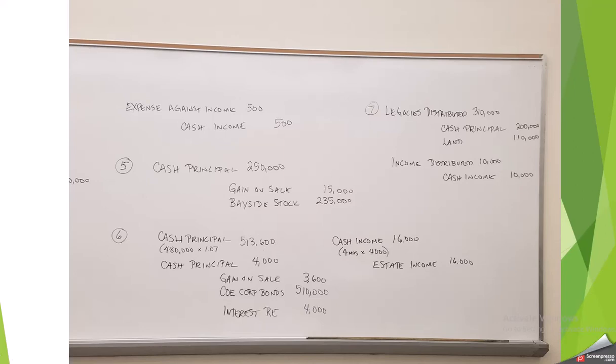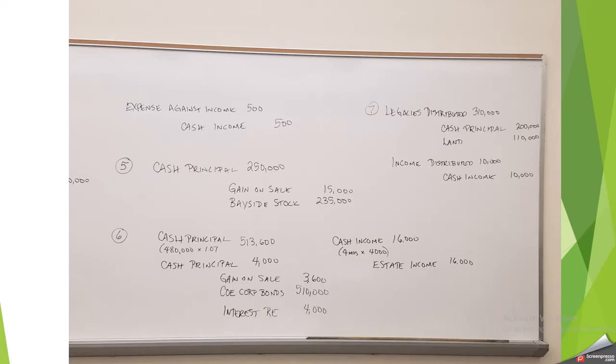Then we're going to get the interest that would have been accrued up to that point. So that is the $4,000, and then we take that off of our interest receivable. And then the difference is going to be a gain. So we sold them for more than what we had them on our books for.